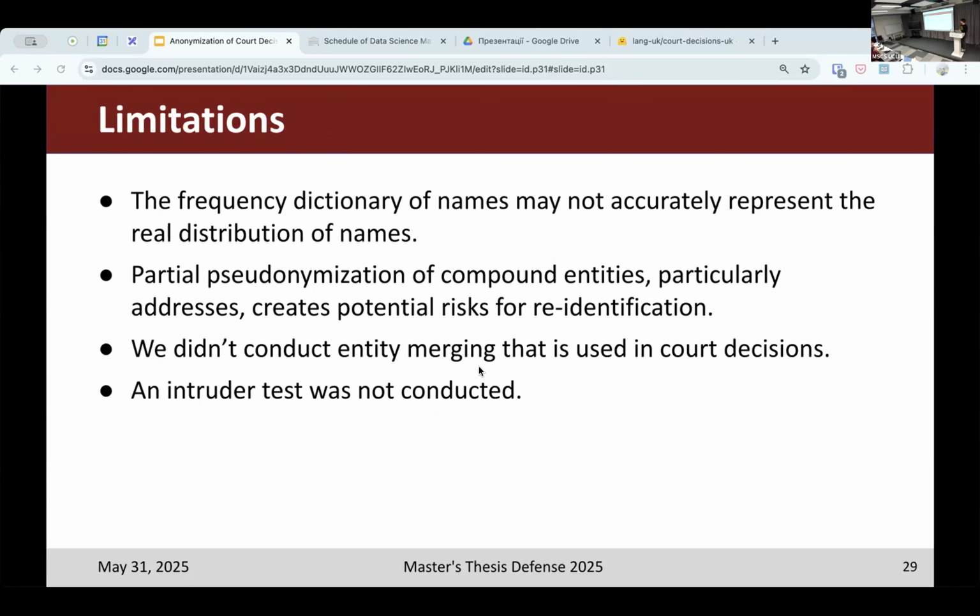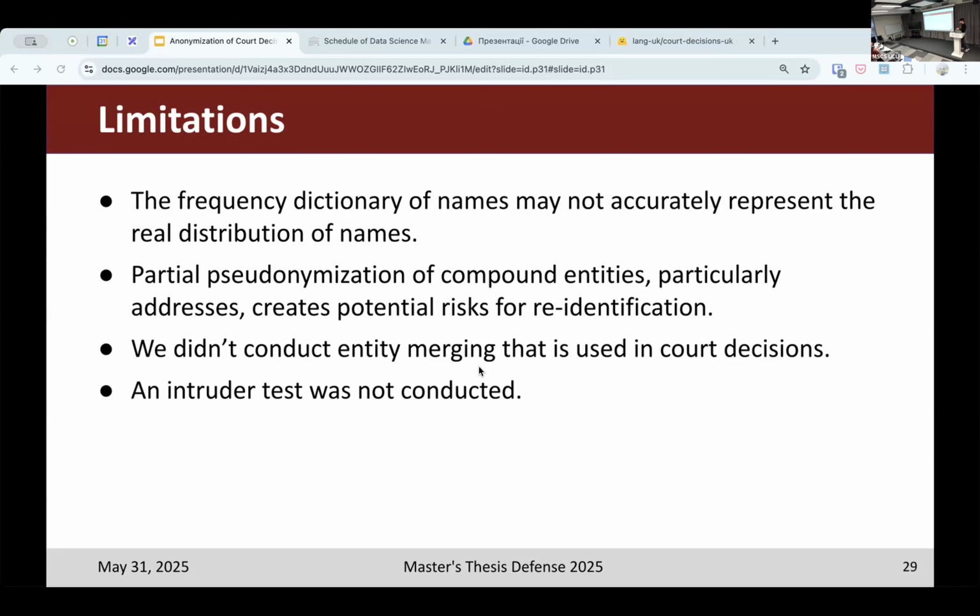And the next is limitation of this work. So the frequency dictionary of names may not be accurately representing the real distribution of names due to the fact that it's built on top of UberText data.